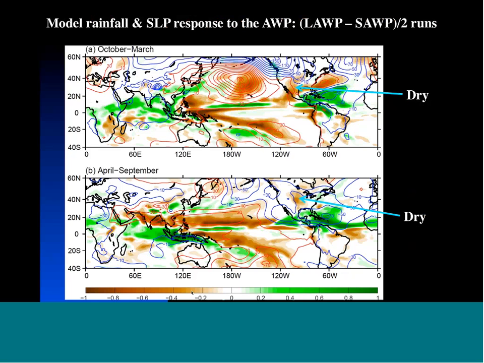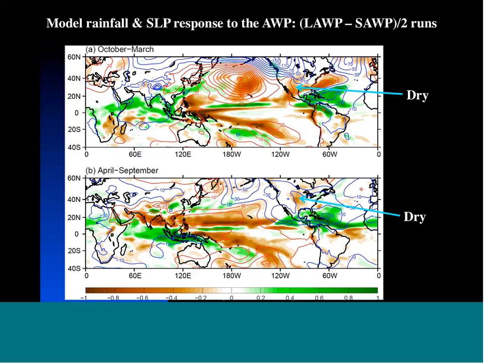Here it shows the model rainfall and sea level pressure response to the warm pool. The top panel shows the cold season, and the lower panel shows the warm season. And again, the shading is the rainfall and the contour is the sea level pressure response. What we see during the cold season over southwest U.S. and south U.S. is that the rainfall is decreased. So this is consistent with the observation I showed you earlier. And the sea level pressure response shows high pressure over North Pacific, low pressure over Canada and North America, and high pressure over South U.S. This again is the PNA pattern.